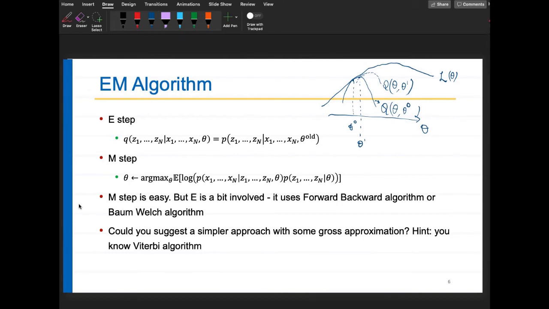Okay, but the thing is that you are assuming each observation is coming from, I mean, I have this much probability that it is coming from this z, this much probability that it is coming from this z, and this much probability that it is coming from this z, right? K equal to 1, k equal to 2, k equal to 3 with some probabilities, right? So that is why it becomes very difficult. Can you suggest a simpler approach with some approximation? Maybe I should give you some more hints.